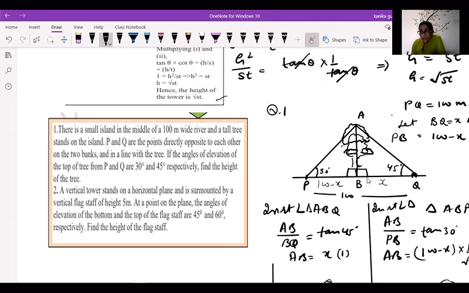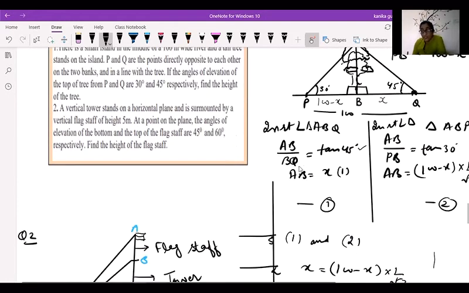Now suppose that BQ is equal to x meter, then PB is equal to 100 minus x, so that is the distance PB. Now in right angle triangle ABQ, perpendicular upon base, AB upon BQ is equal to tangent of 45 degree. So AB upon x, tangent 45, its value is 1. So you get AB is equal to x.